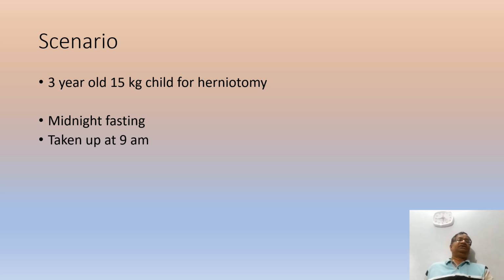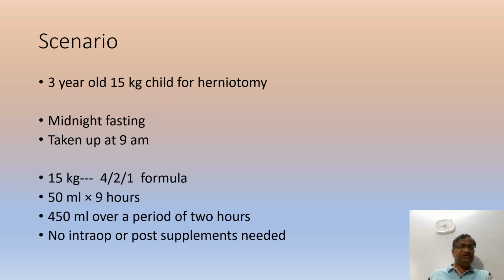Okay. Now we have a 3-year-old 15 kg kid for hernia. Midnight fasting, taken at 9 a.m. Now we have 9 hours fasting. Superficial surgery. 4-2-1 formula, 50 ml per hour, 9 hours, 450 ml over a period of 2 hours. You may give 1% dextrose saline or Ringer lactate. No intraop, no postop supplements. Get the baby out.